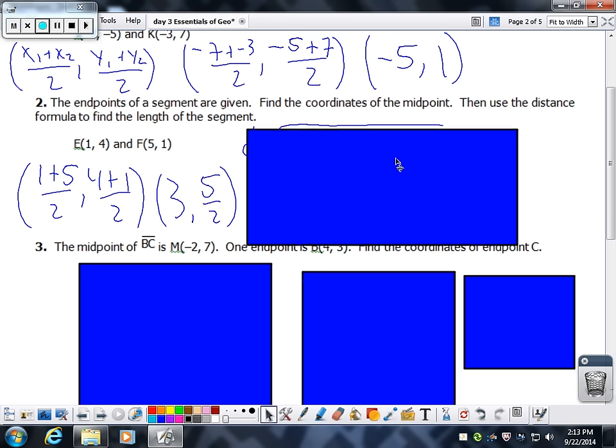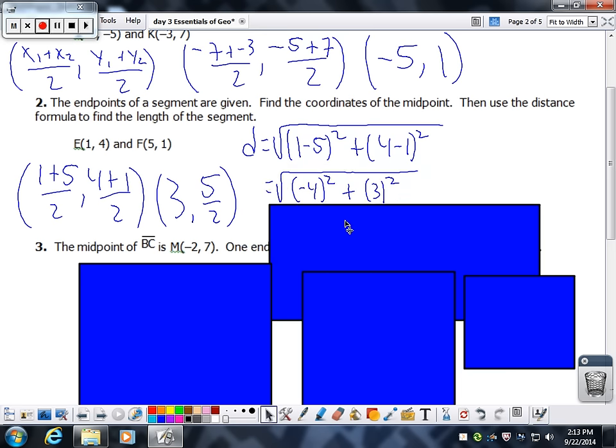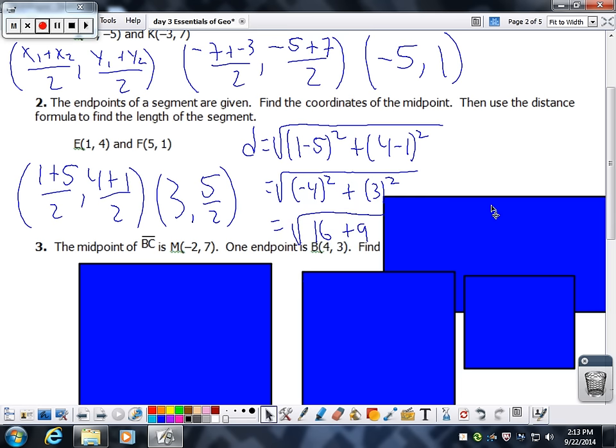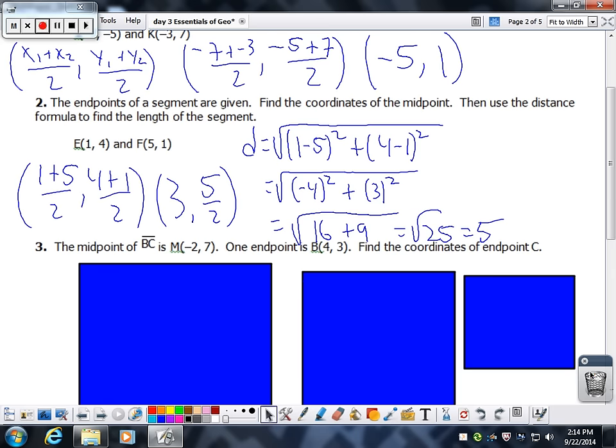Then to find distance, we use our distance formula, which is the square root of (x2 minus x1) squared plus (y2 minus y1) squared. When we plug in our values, we get (1 minus 5) squared plus (4 minus 1) squared. 1 minus 5 is -4 squared. 4 minus 1 is 3 squared, which gives us 16 plus 9, the square root of 25, which gives us 5.